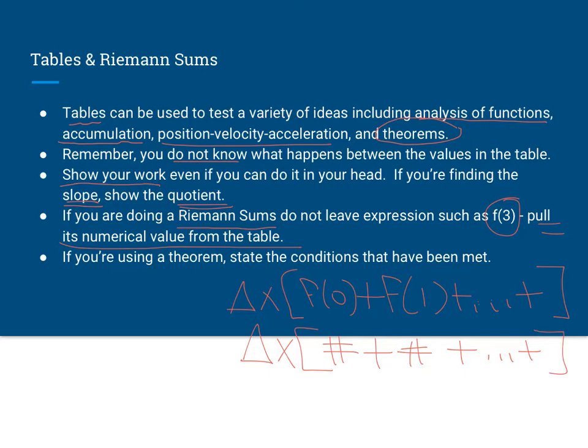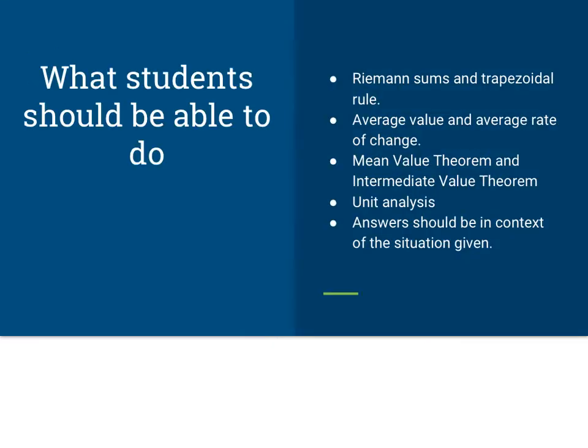And last of all, if you are using a theorem, we notice in the directions for the AP exam, they want to see that you stated the conditions. So generally for intermediate value theorem, the function has to be continuous. For mean value theorem, continuous and differentiable. Okay, so you need to be able to do your Riemann sums. You need to know your trapezoid rule. That's a common ask question.